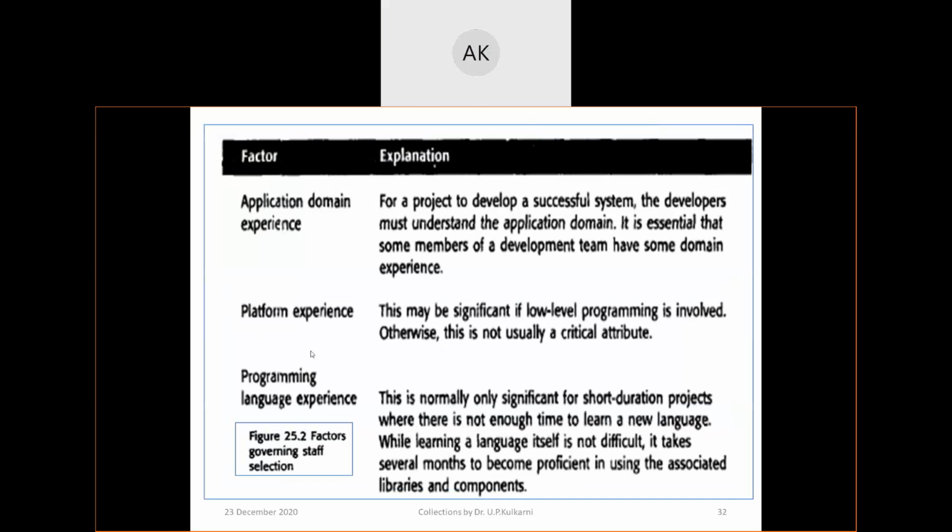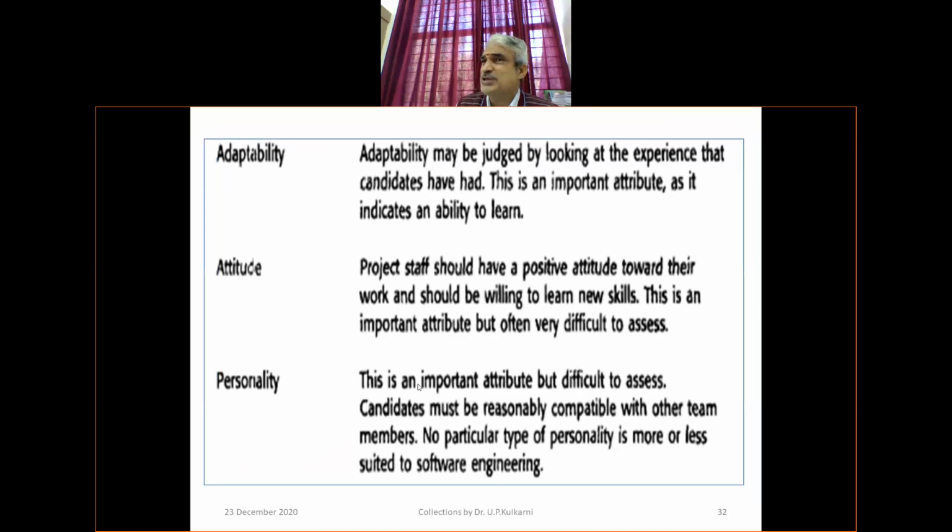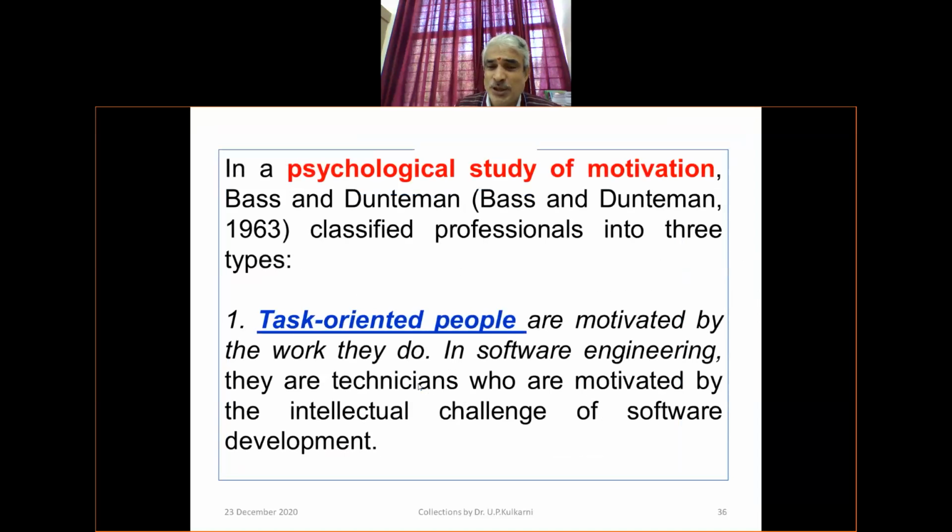Application domain experience, platform experience, programming language experience. So you can take this as preparation for your placement also. These are the factors affecting staff selection. I'll quickly move on because it is your experience that you need to add for that.